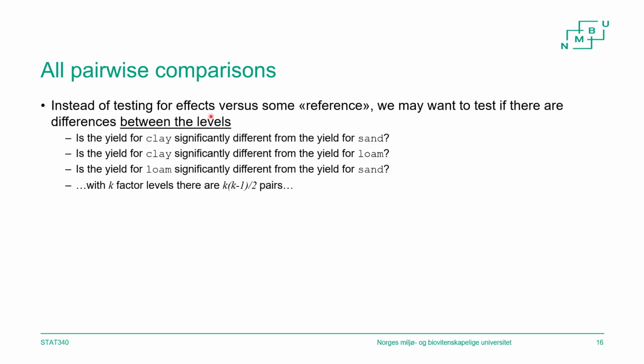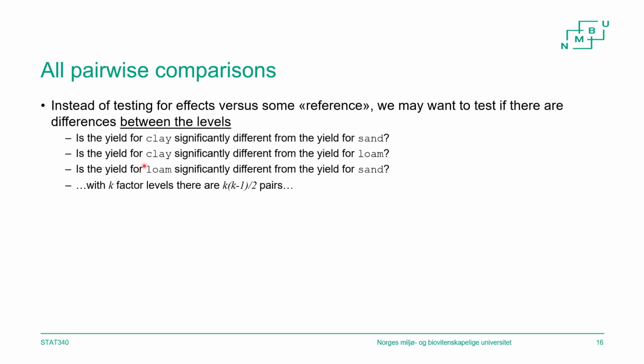But instead of testing effects versus some reference, whether it's one of the levels or the grand mean, which is still sort of a reference, we may instead want to test if there are differences between all the levels. So for instance, in that soil type example, is the yield for clay significantly different from the yield from sand, or clay versus loam, or loam versus sand? It's not so unnatural to think of this, right? And this we can also do.